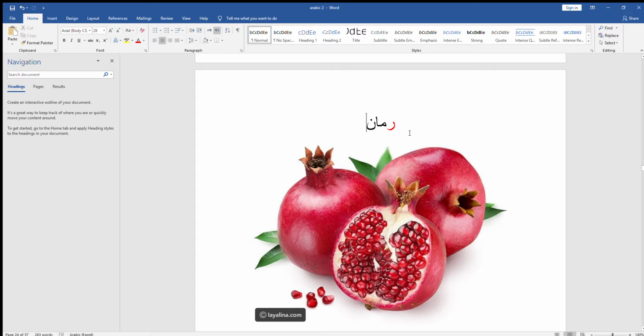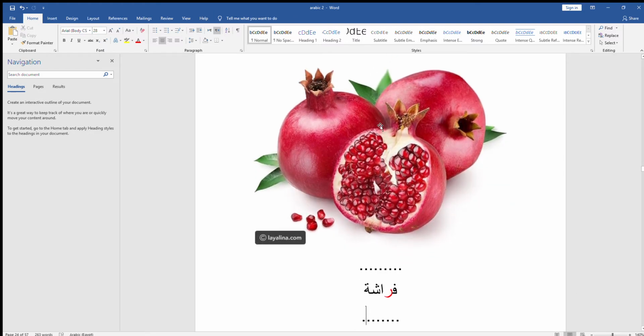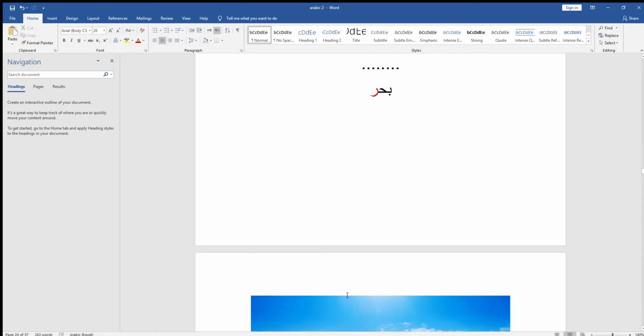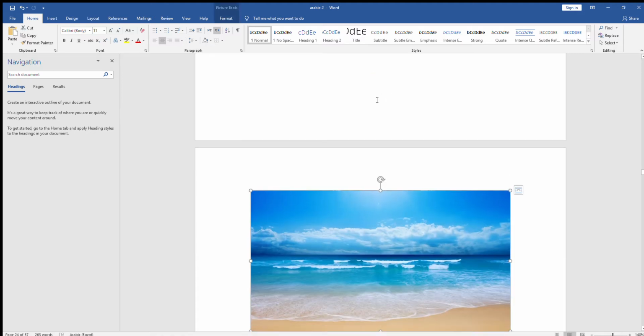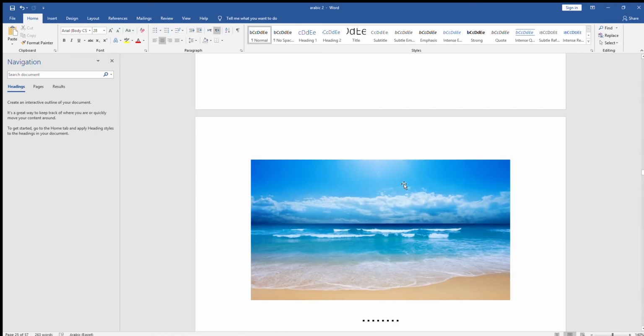Ra at the beginning of the word, like رمان. Ra is not attached to meem. You can recognize that. فراشة: Ra between two letters. Ra is attached to fa but not attached to alif. You can recognize it. فراشة. Ra at the end of the word, like بحر. بحر is attached to ha, there is no problem. This is بحر.